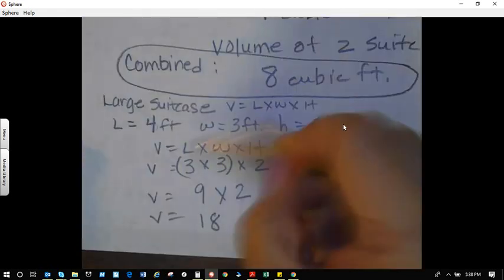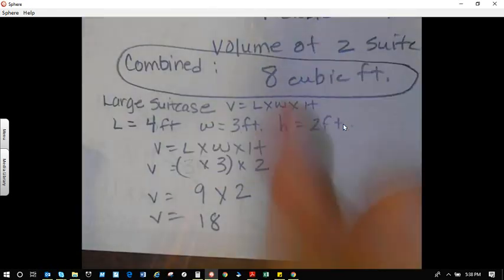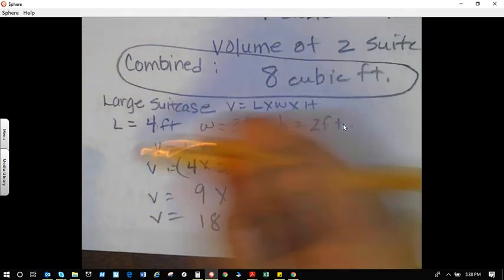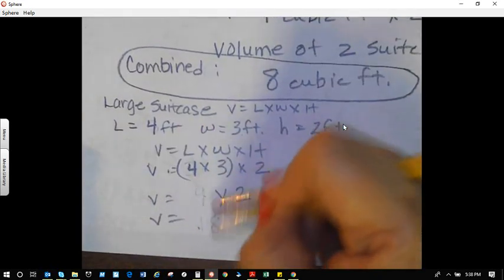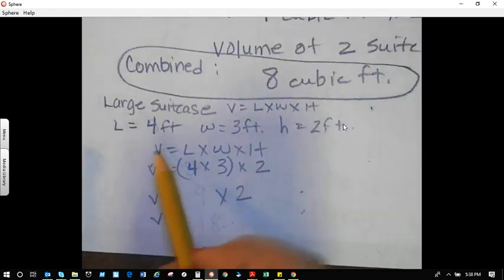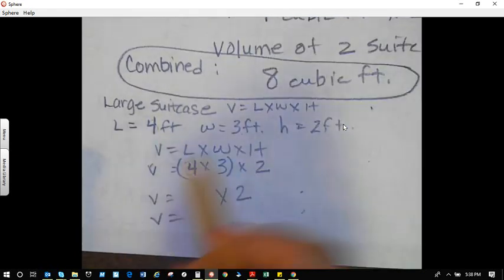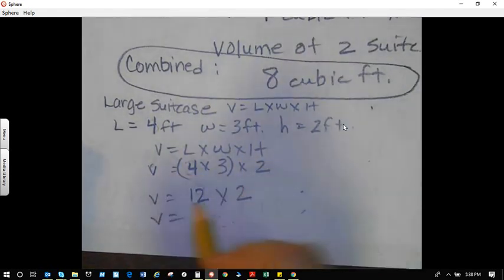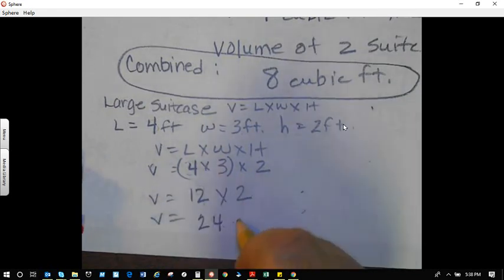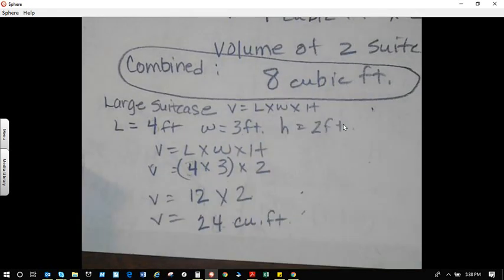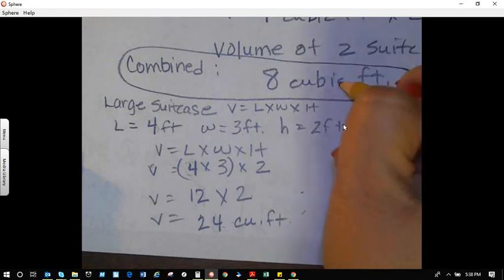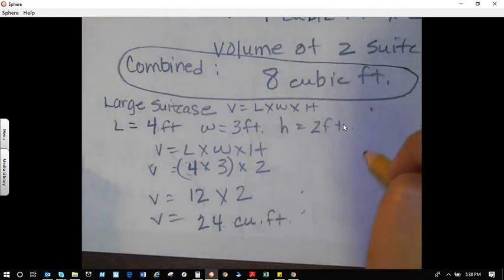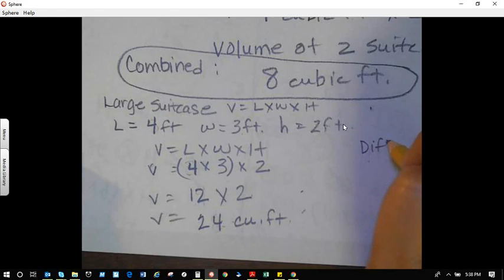Now I'm going to switch this out from a 3 to a 4. And now I'm going to take my 9 out and erase that 18. Now it looks better. So this is a large suitcase. 4 times 3 is 12 times the 2. 12 times 2 is 24. So the large suitcase is 24 cubic feet. Now it's asking me to find the difference between the combined here and here. So the difference means that I need to subtract.